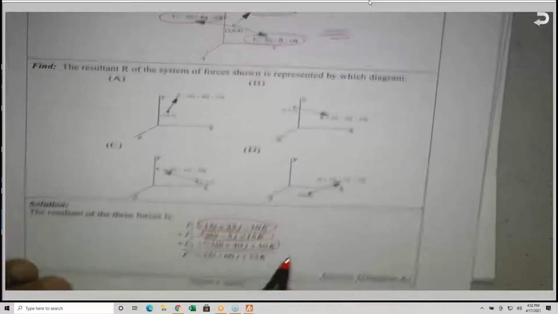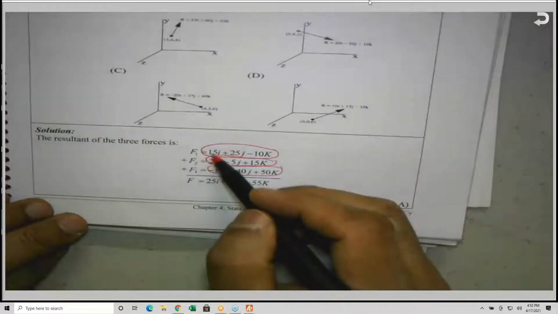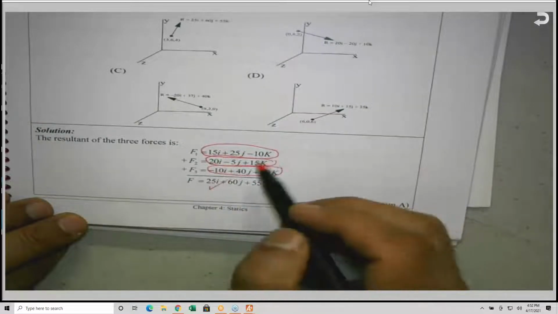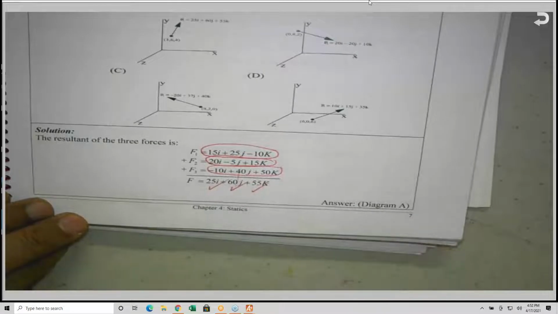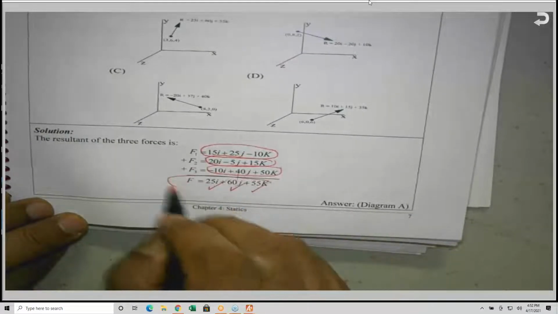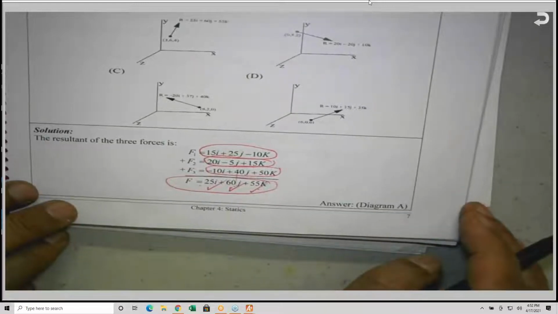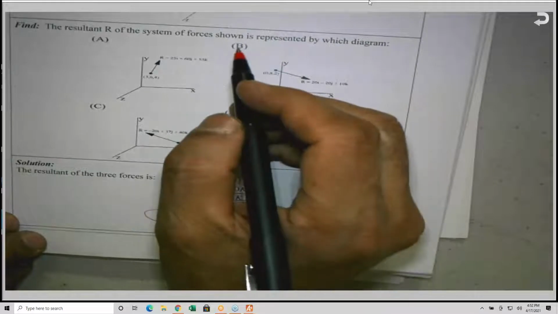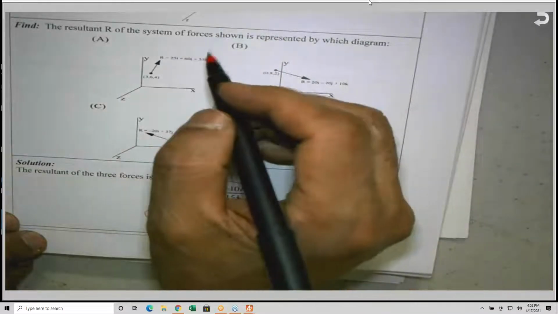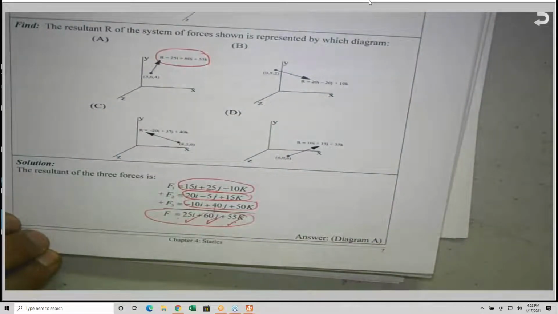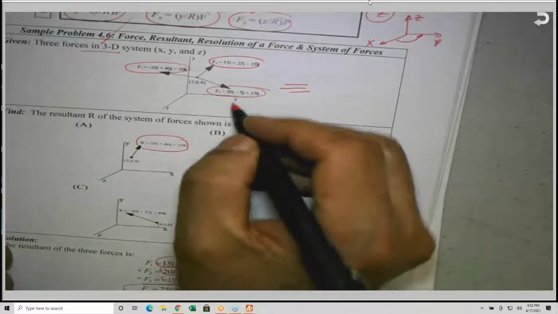and we add them. So if you add the i components, 15 and 20 minus 10 will give you 25i. Same story with the j and the same story with the k. So the diagram that has 25i, 60j, and 55k is the correct one. If you look at this, you'll find that diagram A is the correct one. Is this correct? Yeah. Diagram A.